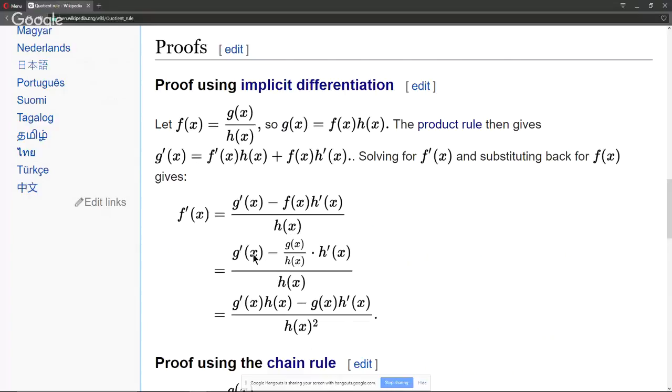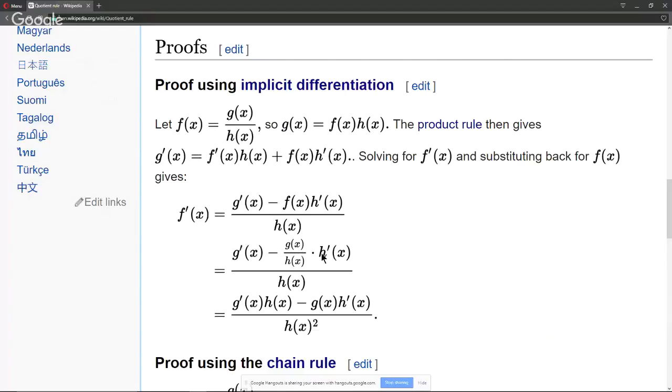I'm going to end up with g prime of x times h of x, which is right here, and I'm going to end up with h prime of x times h of x. That's going to go away here. And then on the denominator, I have h of x times h of x, which is h of x squared. I wish I could show you in the program. Just imagine you're multiplying this by h of x on the top, divided by h of x on the bottom. Similar basis.